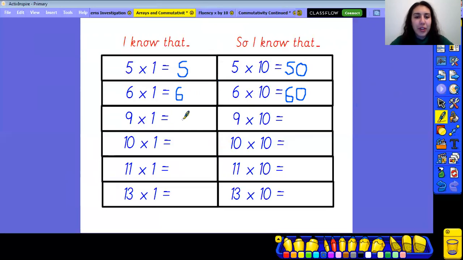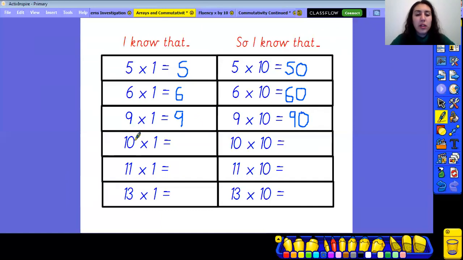Super, well done for having a go. So let's go through this one then. 9 multiplied by 1, well, when I times anything by 1, my product is the same as my starting factor. So 9 multiplied by 1 is 9. So if I know that, then I know that 9 times 10 is 10 times bigger. So it has to have that 0 on the end.